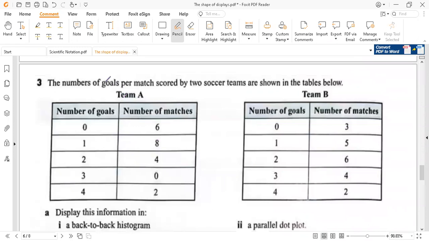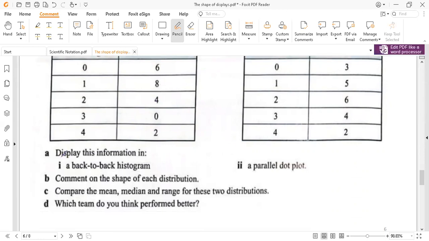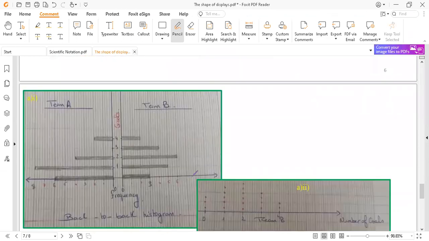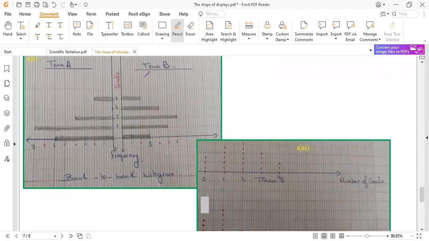Moving on to the third exercise, we have two teams, Team A and Team B, and we are interested in the distribution of the number of goals per match scored by the two teams. Normally they ask us to display this information in a back-to-back histogram and a parallel dot plot. These two plots represent and compare the two distributions for the same subject. For example, the back-to-back histogram for Team A and Team B.